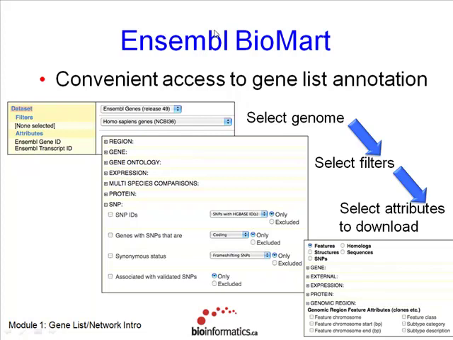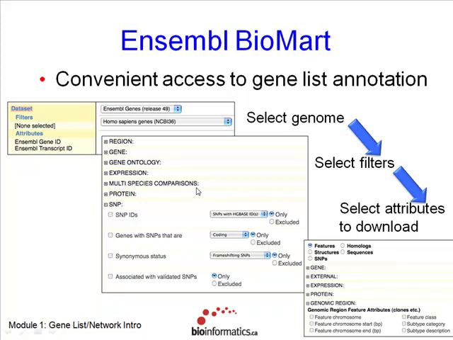How many people have used Ensembl BioMart? One or two. How many people have used Ensembl, the website, as a genome browser? So a few. Okay, so that's great. So Ensembl BioMart is convenient access to information about gene lists. You can submit your gene list and get information about gene ontology, information about sequences, SNPs, structures, homologs, all the different types of identifiers that might be associated with a gene, chromosomal locations, you name it. Most information that's associated with the genome is available.